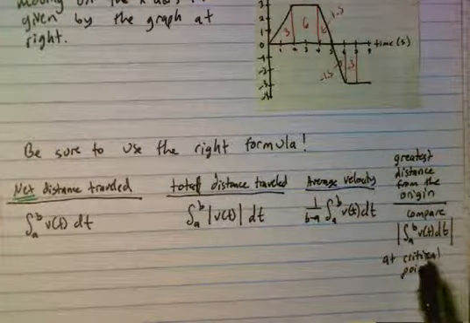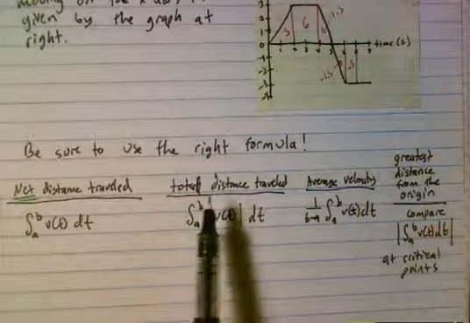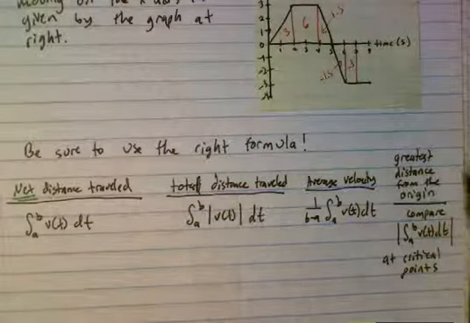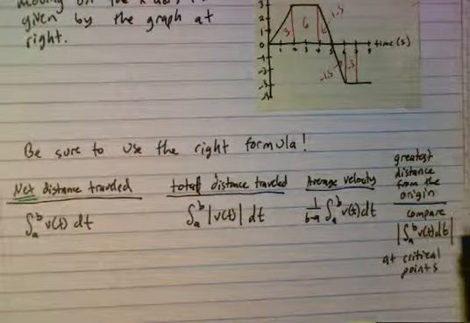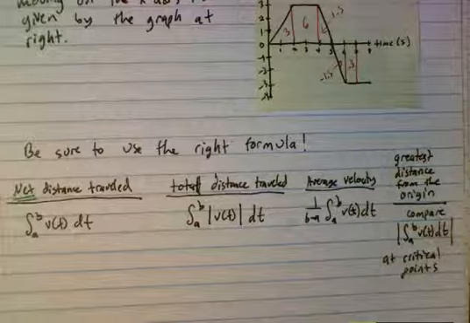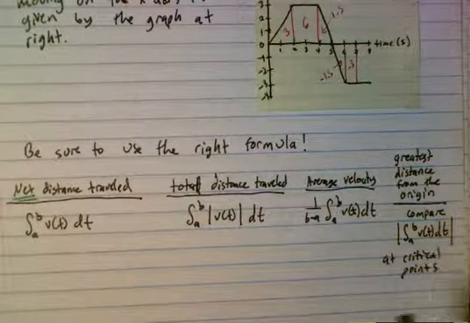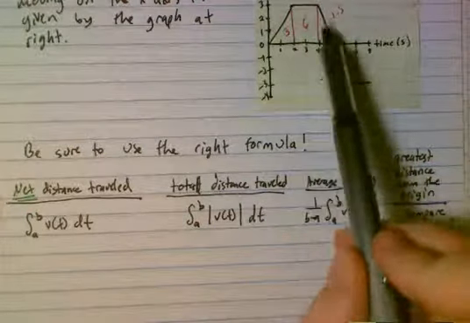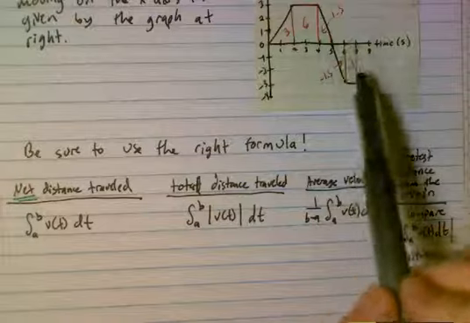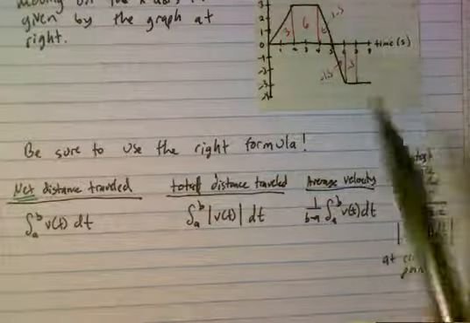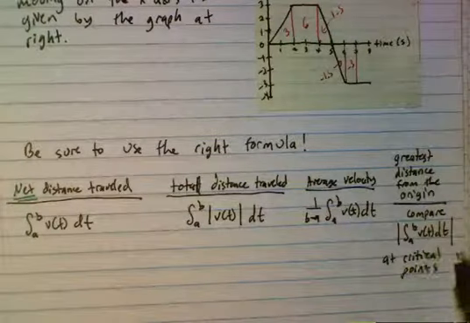And then greatest distance from the origin is really similar to total distance, and people like to get them confused, except for greatest distance we take the integral and then we take the absolute value. So what this would do is it would add this up, so we'd first add this area, then subtract this area. And then whatever number we got there, we would make that be positive, even if it was negative.